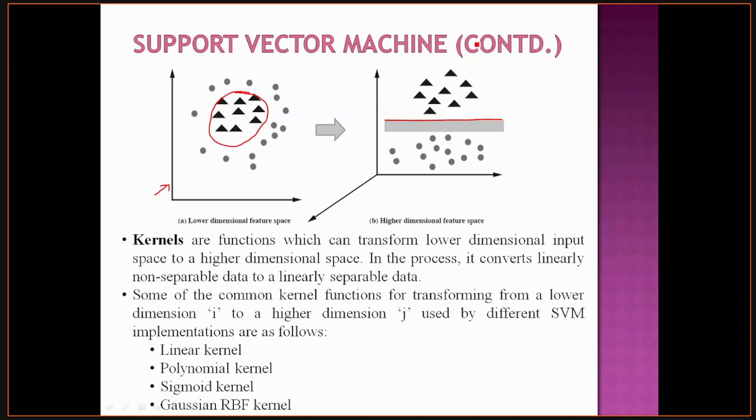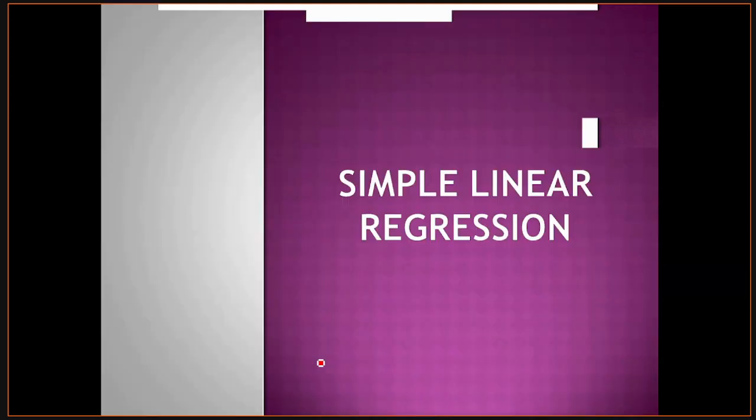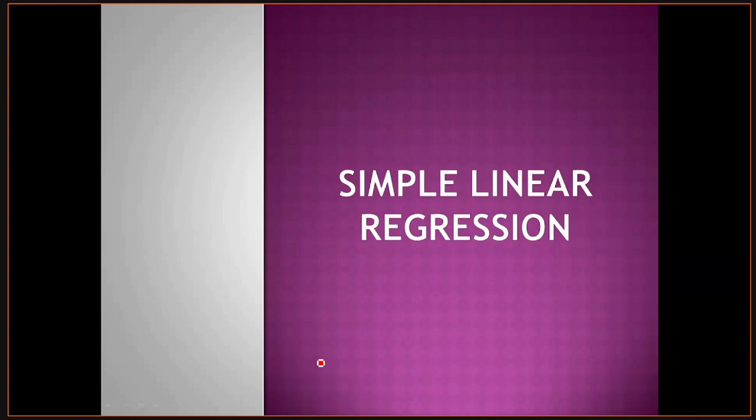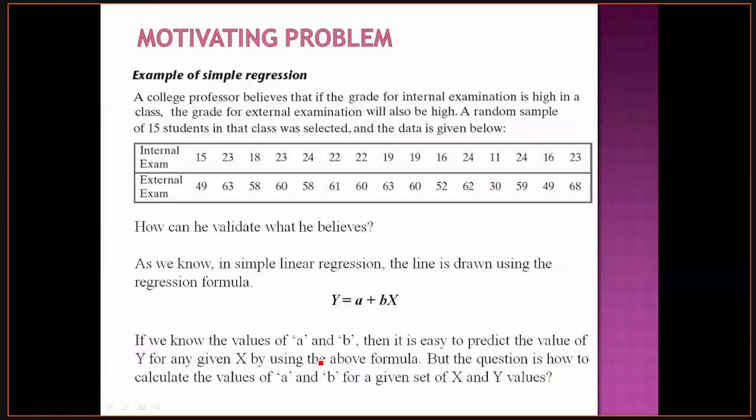For doing that, there are certain functions which are applied. These functions are called kernels, to abstract the data from a lower dimensional feature space to a higher dimensional feature space. There are different popular kernels being used, like the linear kernel, the polynomial kernel, the sigmoid kernel, and the Gaussian RBF kernel. But I'm not going to get into details of that because we still have the regression to cover. Let me cover regression in a bit.